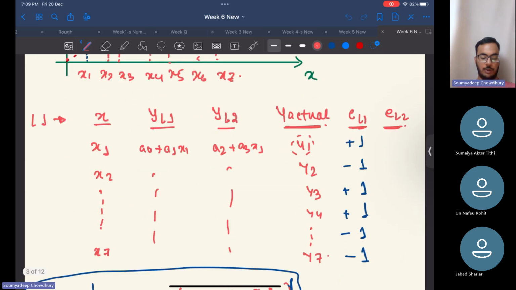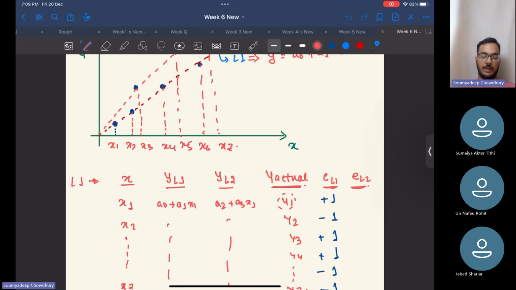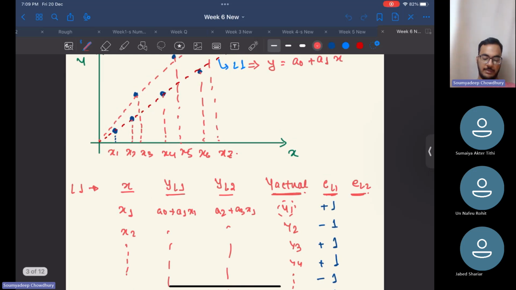So you make one column of x, which is x1 to x7. Then what is the predicted value of y from line L1? For x1 it is a0 plus a1x1, for x2 it is a0 plus a1x2. Like that you find out all the values of y predicted by L1. Similarly, you find out the values predicted by L2. Then you know your actual y's, that is the data points. So you have y1, y2, y3.